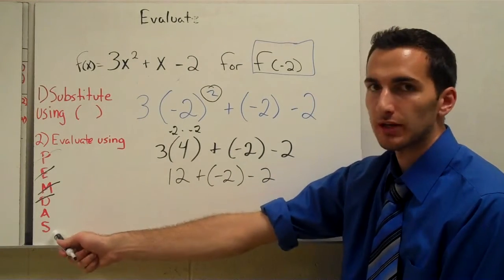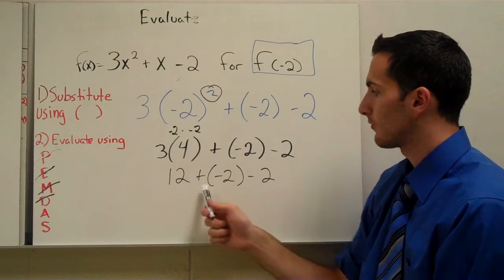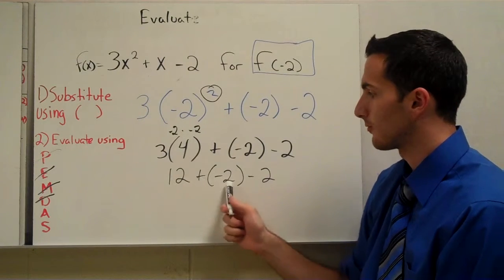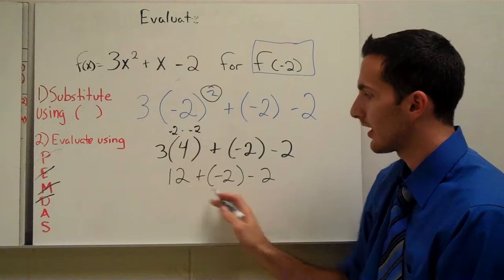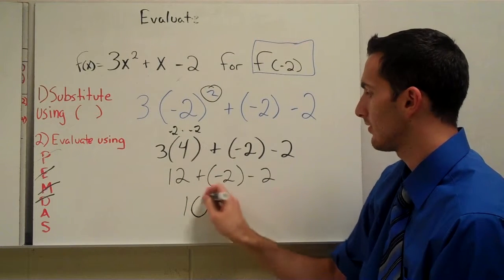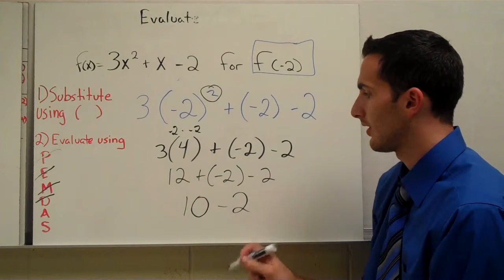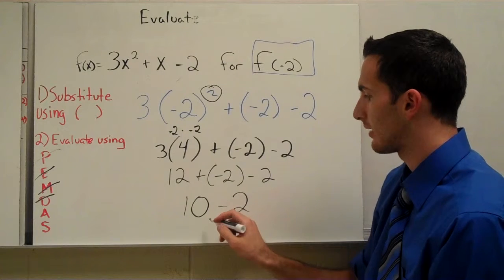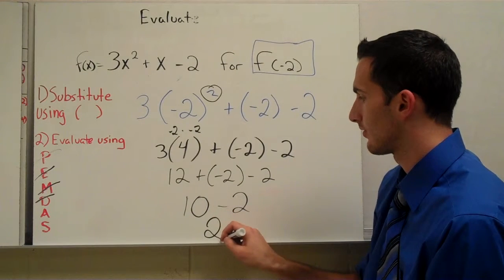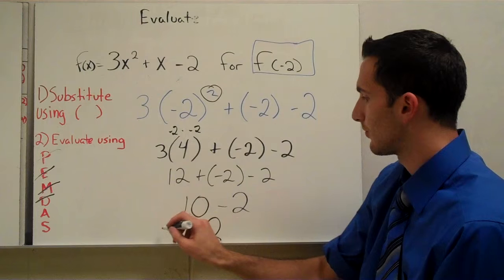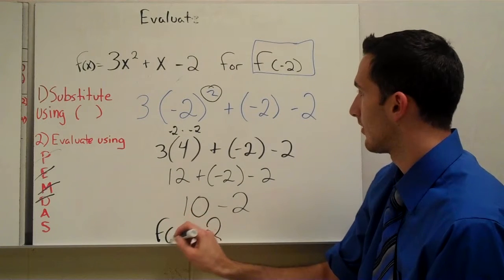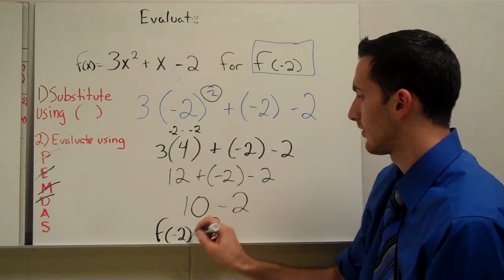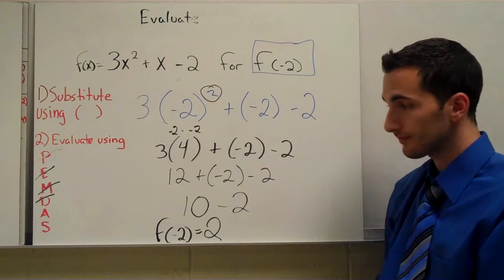Add and subtract from left to right. So we've got 12 plus negative 2. 12 plus negative 2 is going to give me different signs. That's going to subtract. That's going to give me 10 minus 2. Got one more subtraction to do. 10 minus 8 is going to give me 2. So my answer would be written f of negative 2 equals 2.